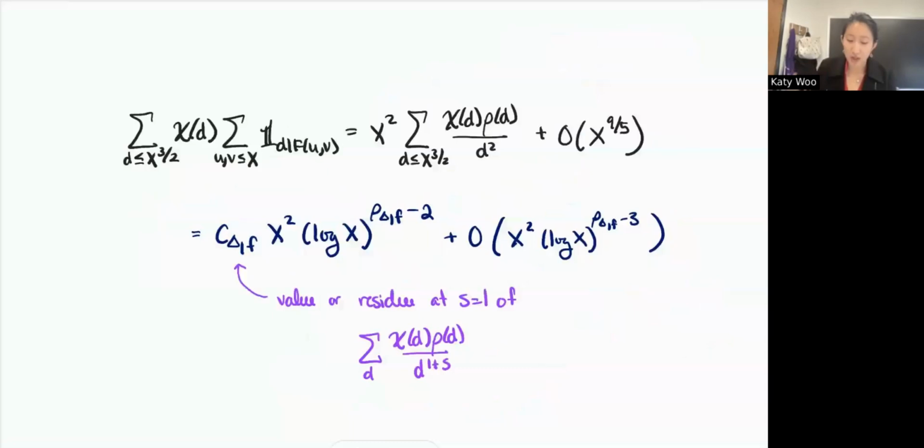And so putting this together, this means that this expression will be some constant that is either the value or the residue at s equals 1 of our Dirichlet series times x squared times log x to the Picard rank plus an error term that is good enough for us.